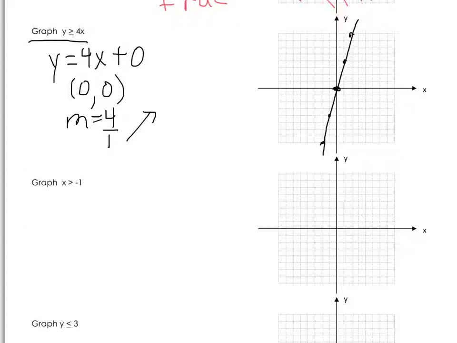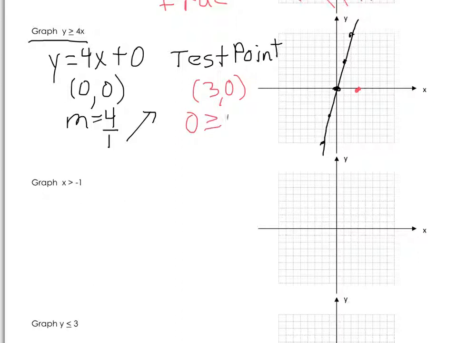I can't use my favorite test point. 0, 0 is on the line. So it can't be a test point. A test point has to be very obviously off to one side of the line. So I'm going to pick a point off to the right. How about the point 3, 0? That'll be easy. So putting it in the original equation, we have 0 is greater than or equal to 4 times 3. Is that true? No, that's false.